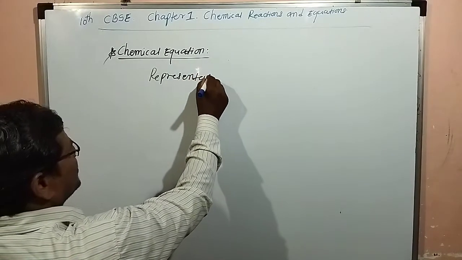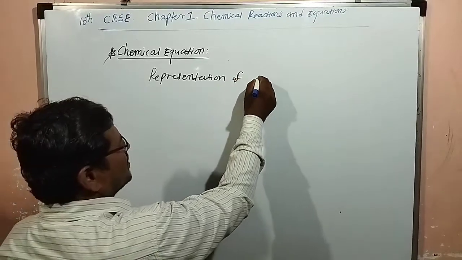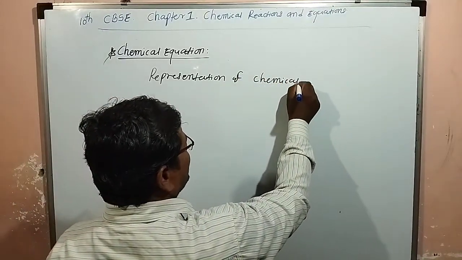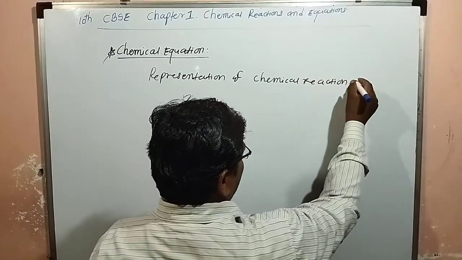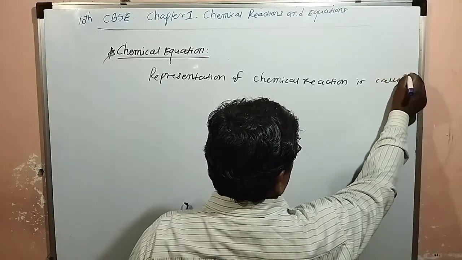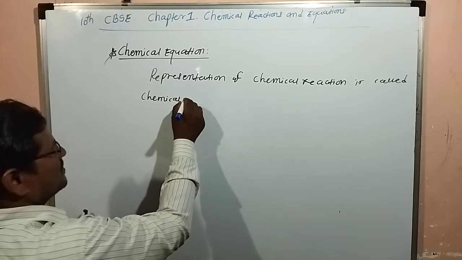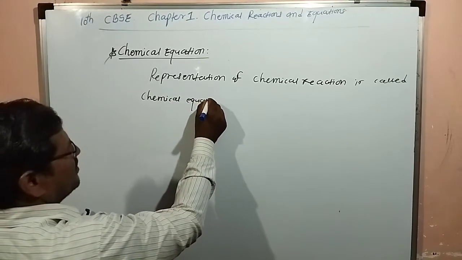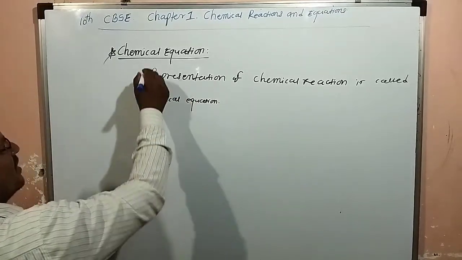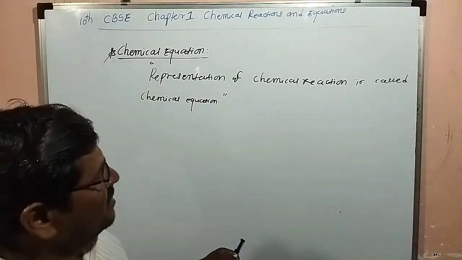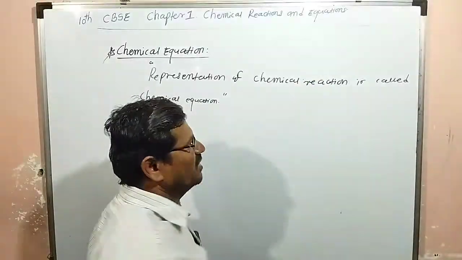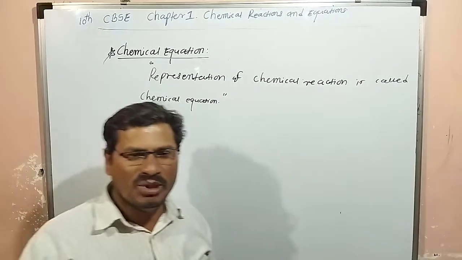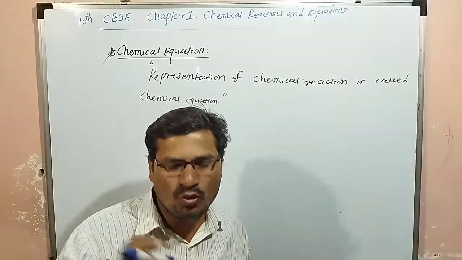So chemical equation is the representation of a chemical reaction. Representation of a chemical reaction is called a chemical equation. Representation means writing. Representation or writing of the chemical reaction is called chemical equation. This representation is there in two forms.